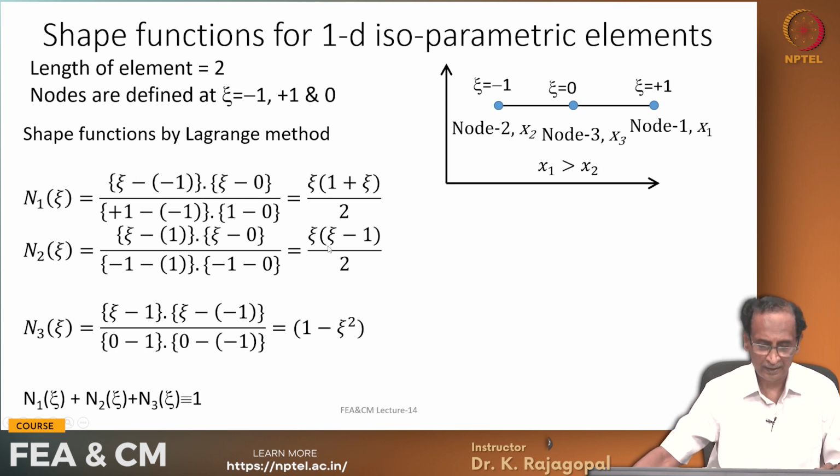So, these are the 3 shape functions that we have for the 3 node bar element: xi times (1 plus xi) by 2 and xi times (xi minus 1) by 2 and 1 minus xi square. And if you add up all these 3 shape functions, n1 plus n2 plus n3, that is exactly equal to 1.